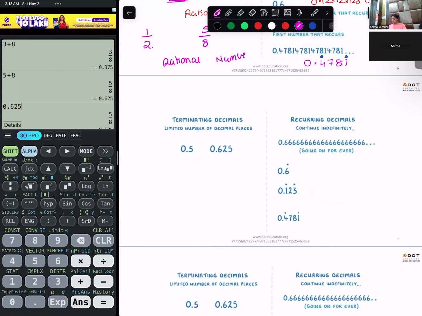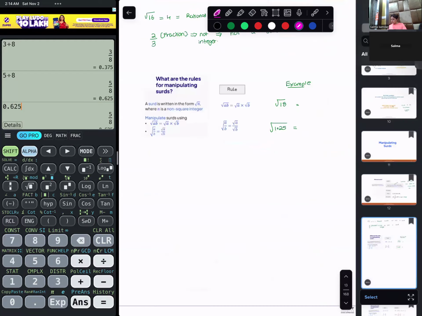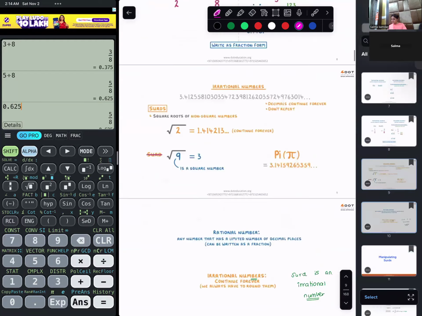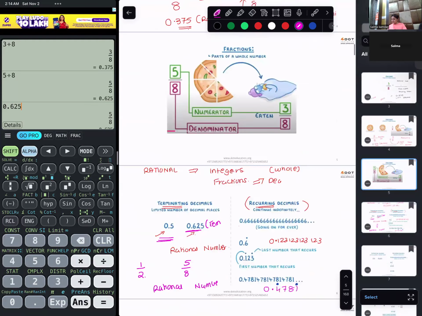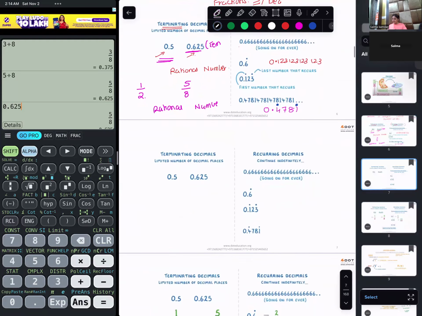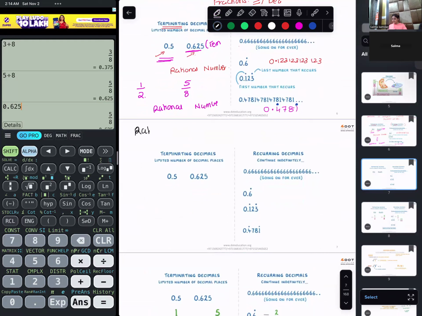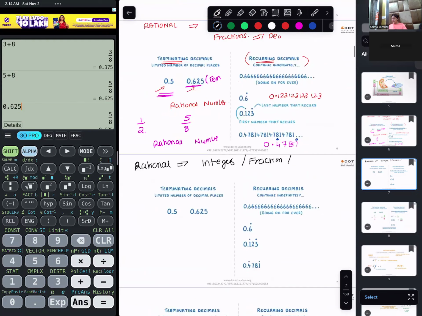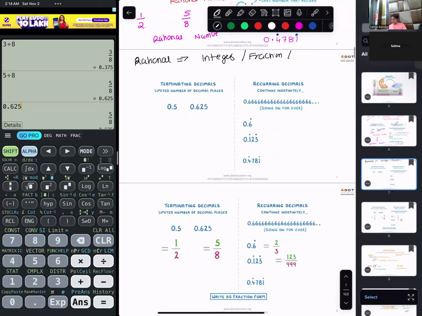Okay. So can you give me what are rational numbers? What are rational numbers? Rational numbers are nothing but your integers, which is your whole numbers. They are your fractions. They are your terminating decimals. And they are your recurring decimals.